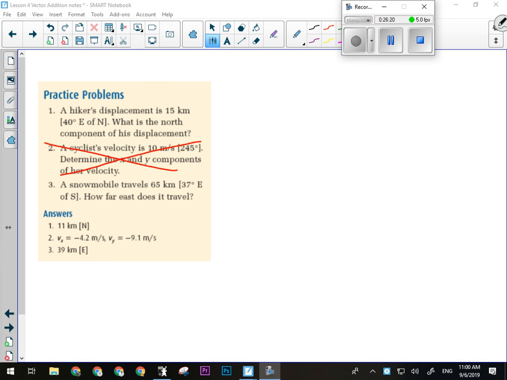Okay, so first step, I need to draw this vector. It's 15 kilometers at 40 degrees east of north. So here's how I draw that. Since it's measured from north, I draw myself a reference line that's north. That's going to end up being one of my two components. Okay, it's going to end up being the north component, which is what I'm going to calculate in a minute. I'm going to go 40 degrees east of that. Okay, maybe that's 40 degrees, it's close enough.